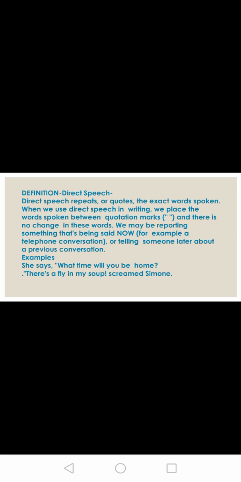We may be reporting something that's being said now, for example, a telephone conversation we are doing. Exactly the same words we are going to repeat afterward, in the previous conversation. For example, she says, "What time will you be home?" "There's a fly in my soup," screamed Simon. So in these two sentences, you are able to see the quotation marks. Okay.